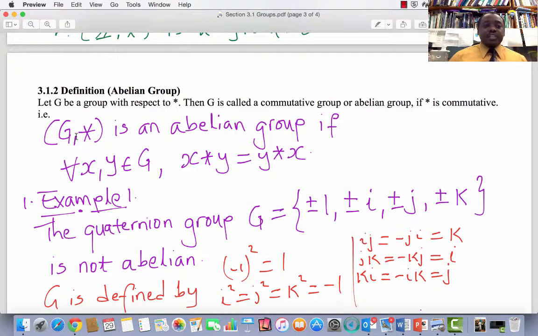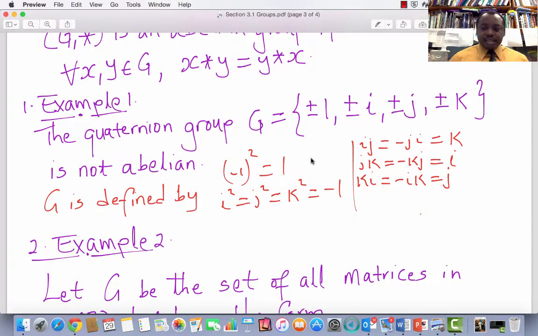So we say that G under the binary operation star is an abelian group if for every x, y in G, x star y equals y star x. Example 1. This is a new group I'm introducing, and we shall talk more about this group as we move on in our studies of groups. It is called the Quaternion Group, G8. It has 8 elements, plus minus 1, plus minus i, plus minus j, plus minus k.